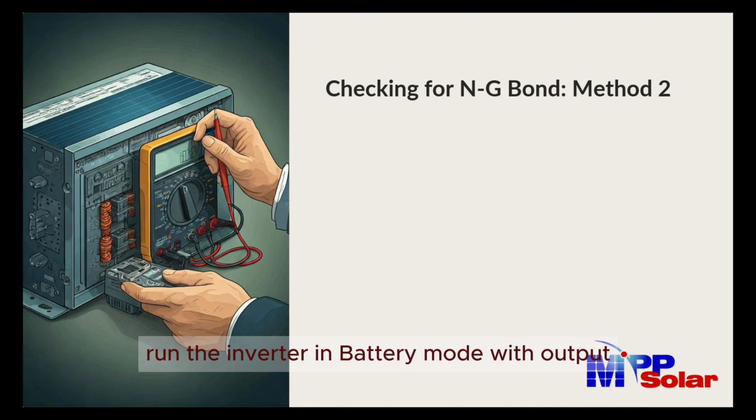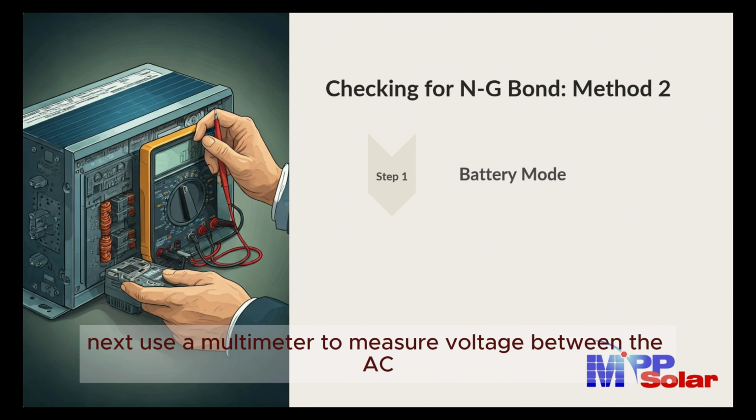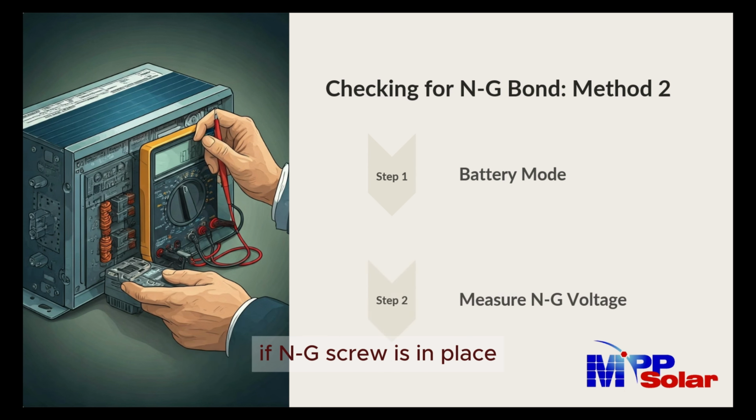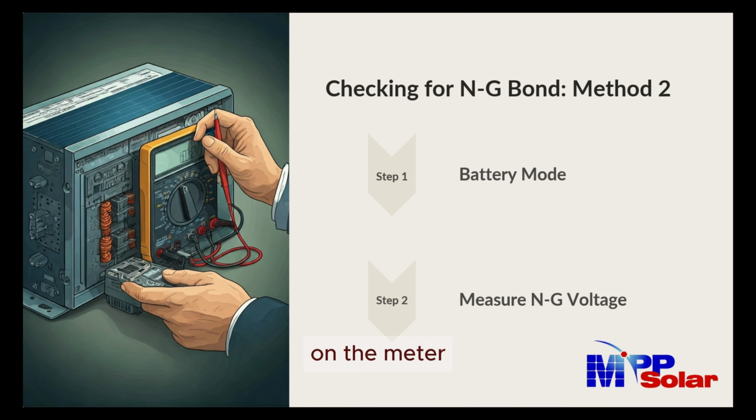Method number 2. Run the inverter in battery mode with output. No need to connect any load or other sources of power. Next, use a multimeter to measure voltage between the AC output neutral and ground terminals. If the NG screw is in place, then your reading should be very close or equal to 0 on the meter.